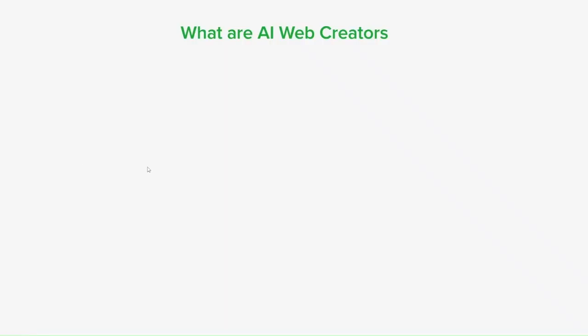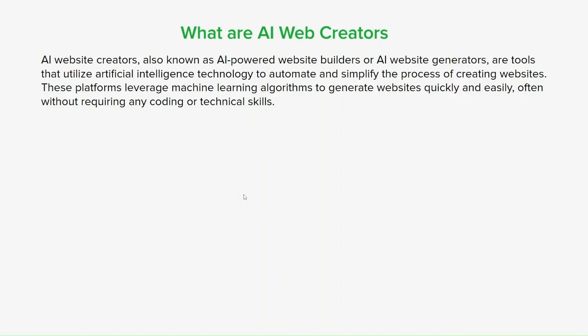So AI website creators, also known as AI-powered website builders or AI website generators, are tools that utilize artificial intelligence technology to automate and simplify the process of creating websites. These platforms leverage machine learning algorithms to generate websites quickly and easily, often without any coding or technical skills. Some key points about AI web creators include drag and drop interfaces. Most AI web creators use a user-friendly drag and drop interface that allows users to select and place elements like text, images, videos, and forms onto their website, and this eliminates the need for manual coding.